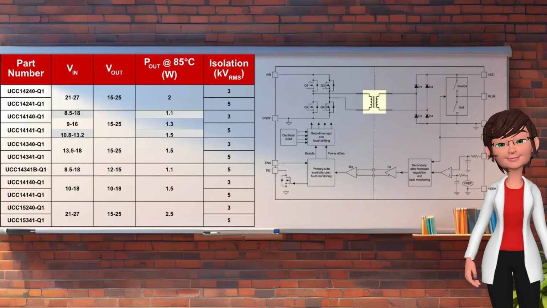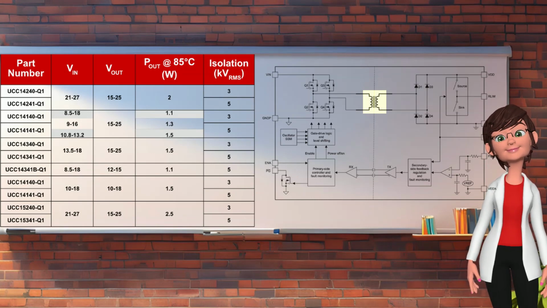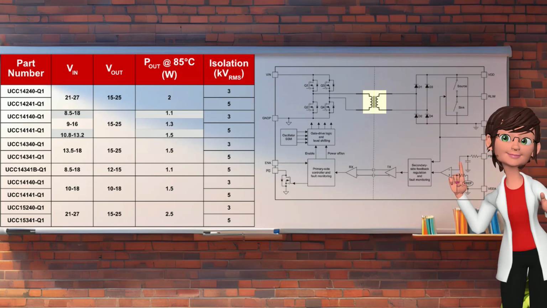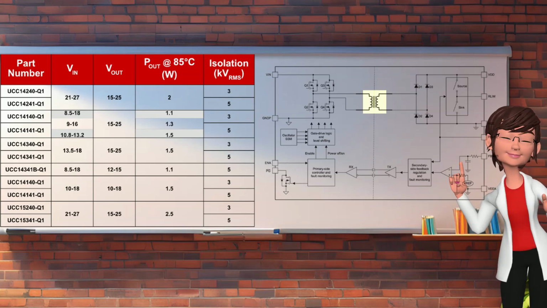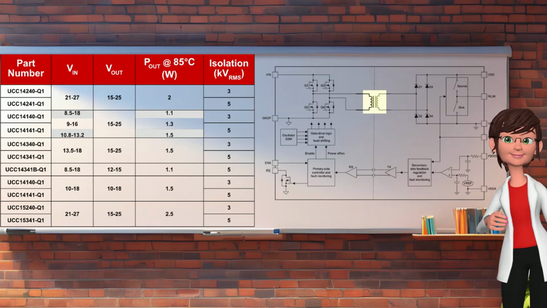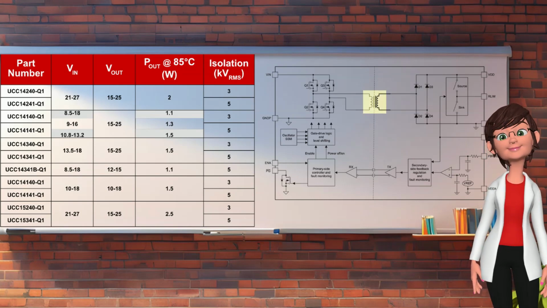To support the different input voltage ranges, the transformer also has to change to optimize for maximum efficiency. Depending on the input and output range targeted, the turns ratio has to be modified accordingly.